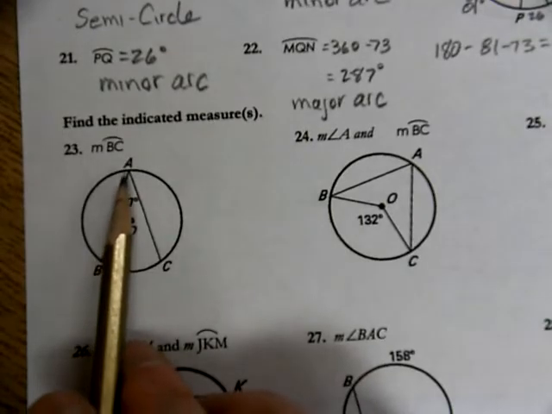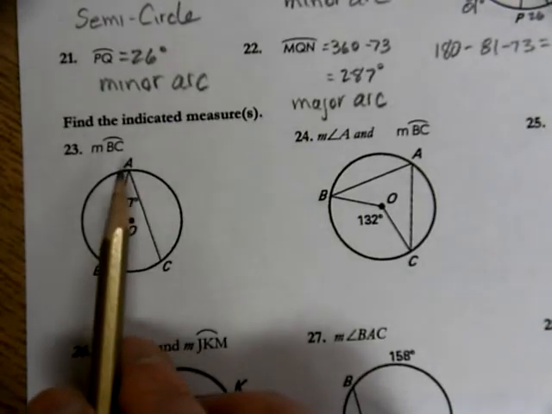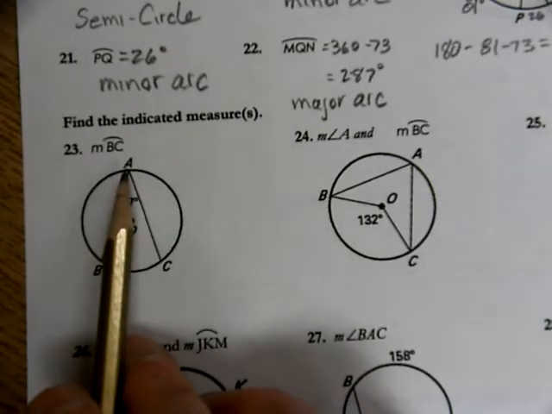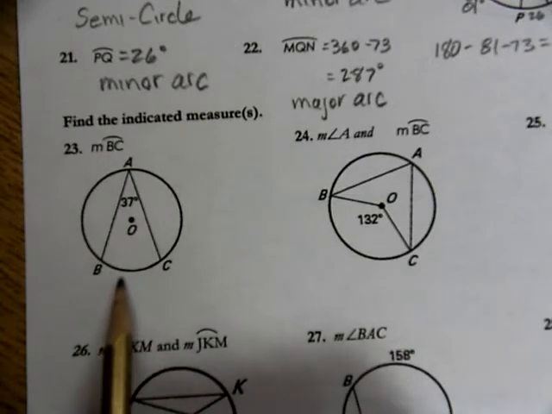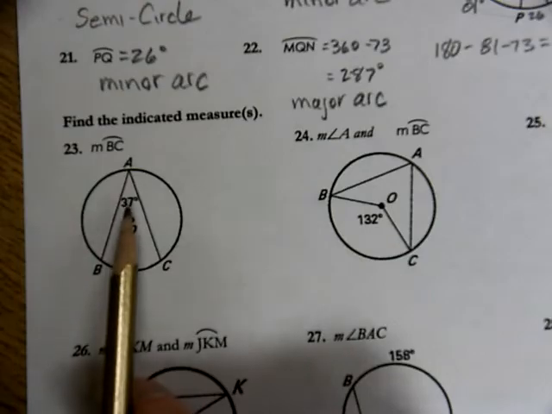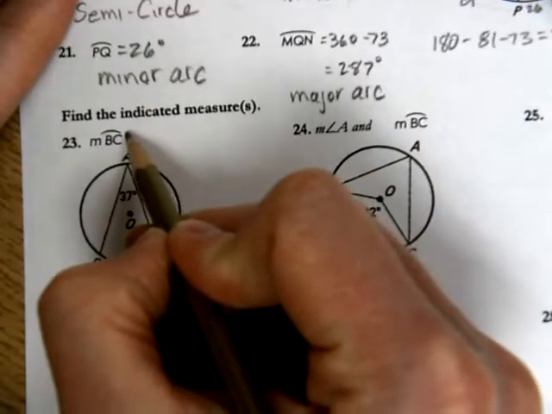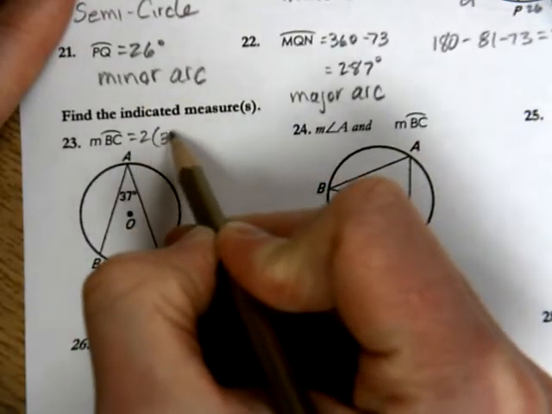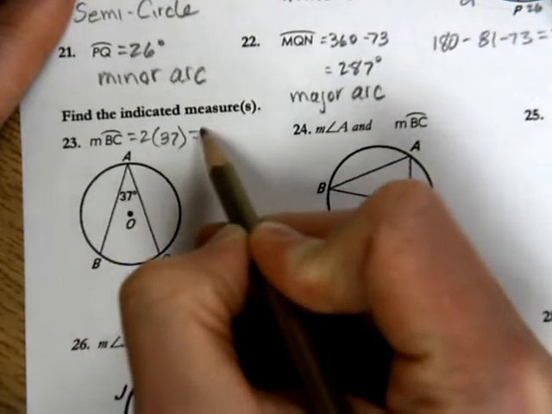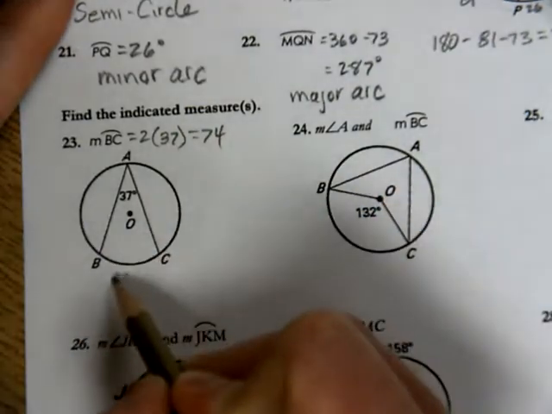Here we have an inscribed angle. The vertex is on the side. So the arc is going to happen to be twice the measure of 37. So 2 times 37. That's 74.